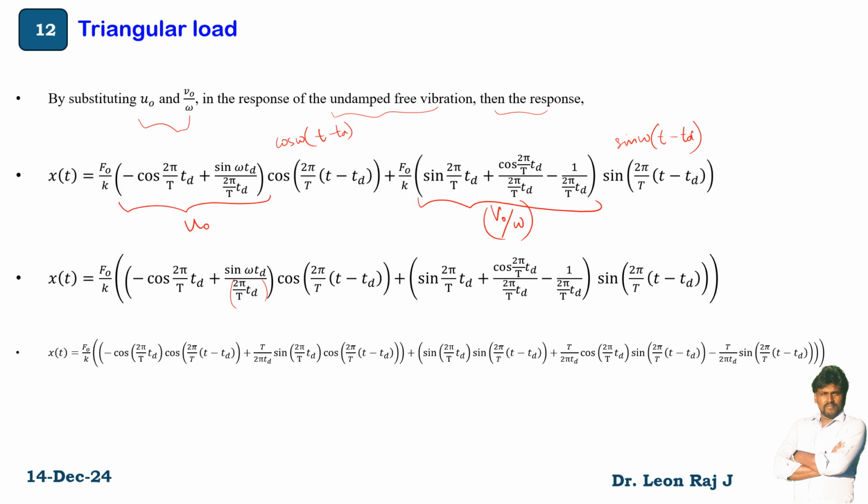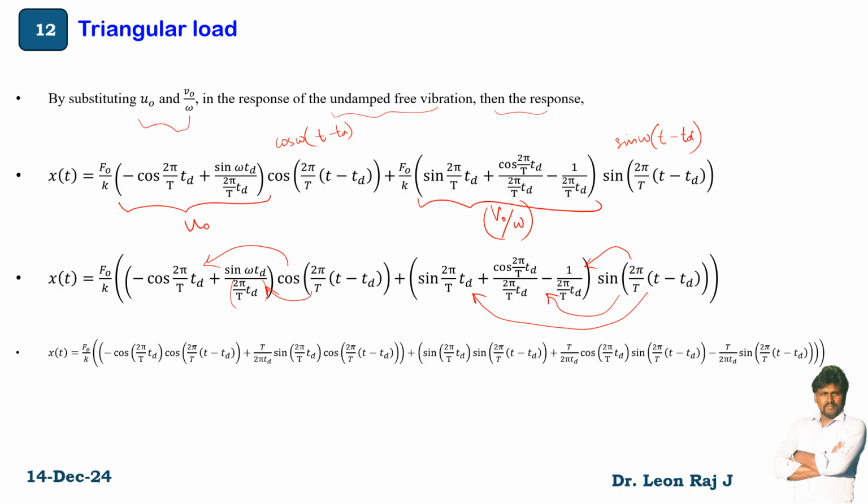So this is further simplified as: we just have to multiply this cos term here and here, and this sin term you have to multiply at 3 levels. So that is what is written here.